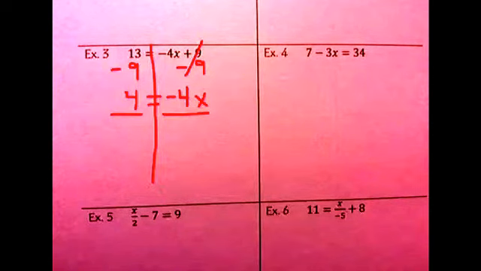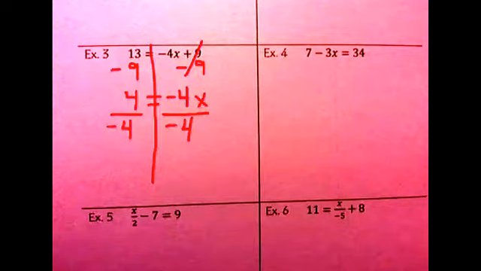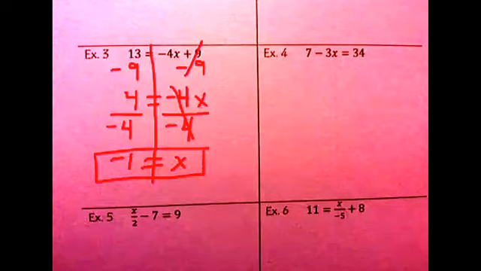So negative 4x, I'm going to divide it by negative 4. Whatever is in front of my x, whatever is my coefficient, that's what I divide. If it's a positive 4, I'll divide by positive 4. If it's a negative 4, I'm going to divide by negative 4. And I'm going to do the same thing on both sides. So both sides will be divided by negative 4. On the left side, 4 divided by negative 4 is negative 1. And that will be equal to, because negative 4 and negative 4 will divide out, it'll just be equal to x. So x equals negative 1 is our solution for number 3.